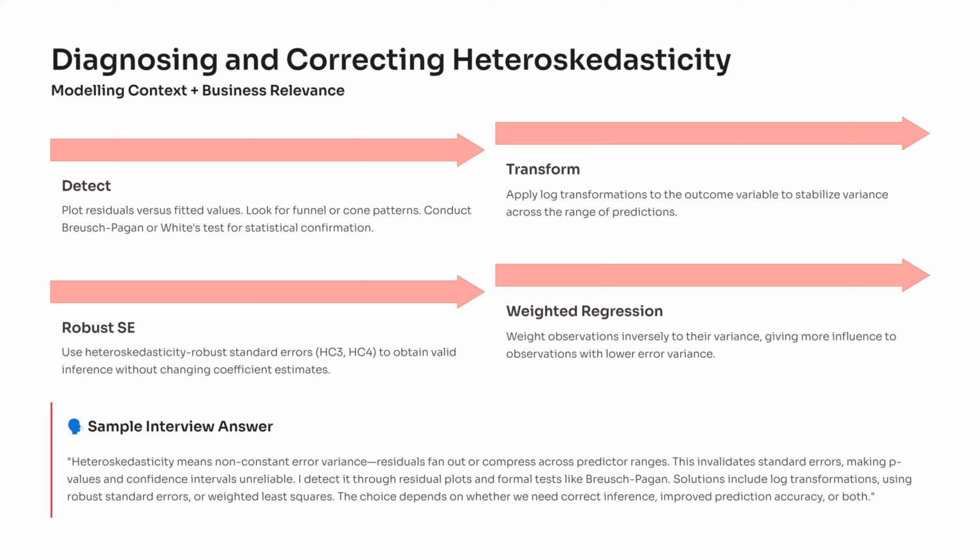Next, you fix it, and there are a few solid approaches depending on your goal. If you want to stabilize variance, apply log or square root transformations to your outcome variable. If you just need valid inference without changing your coefficients, use robust standard errors. These adjust for heteroskedasticity so your p-values stay reliable. And if you want to directly handle the issue in modeling, try weighted regression.